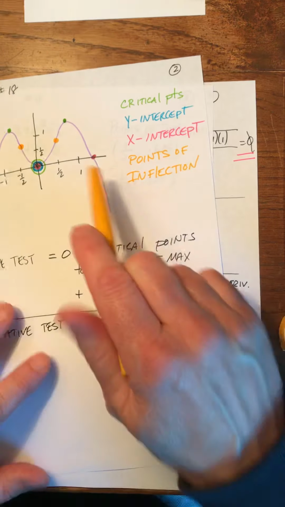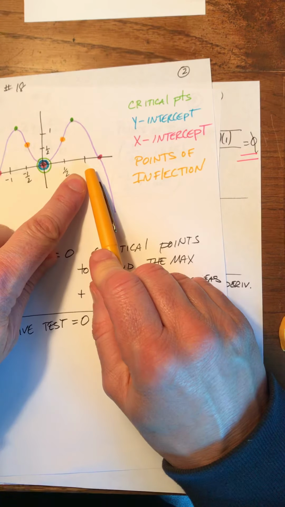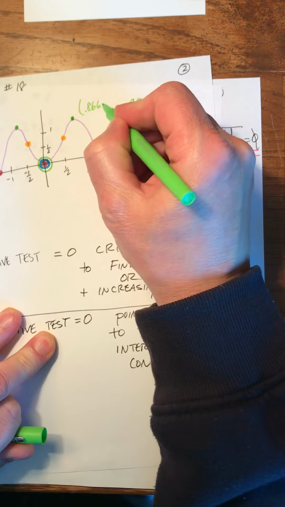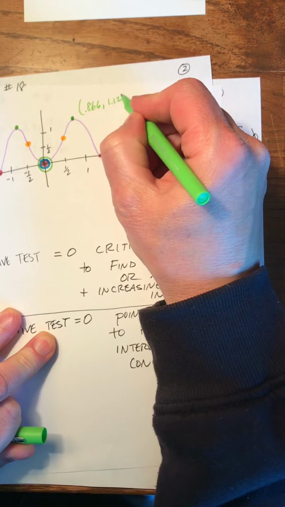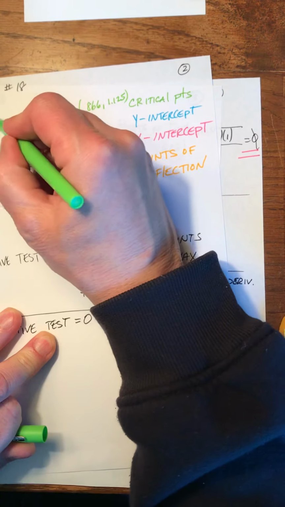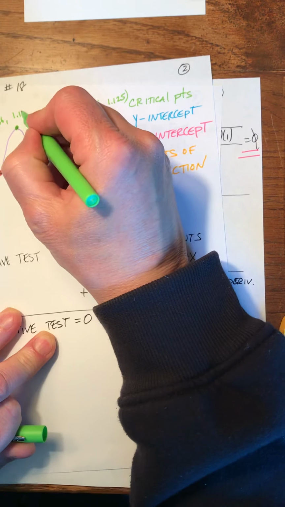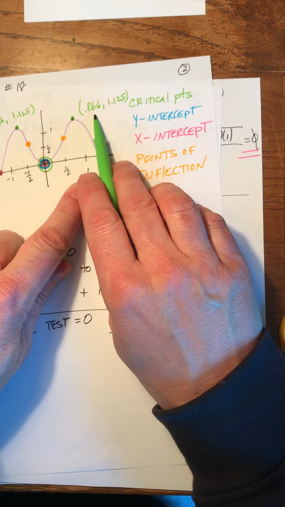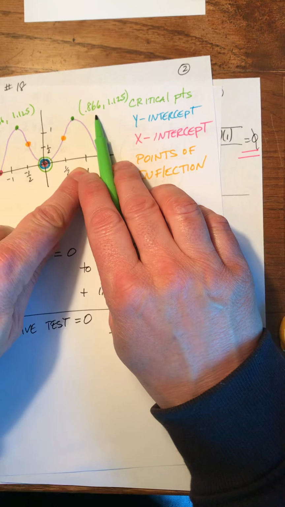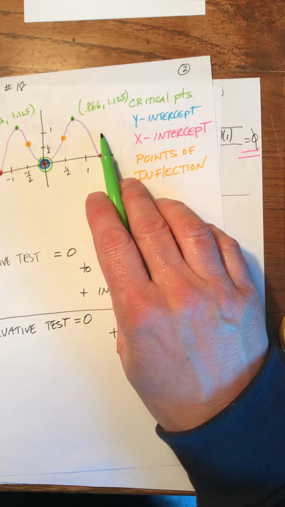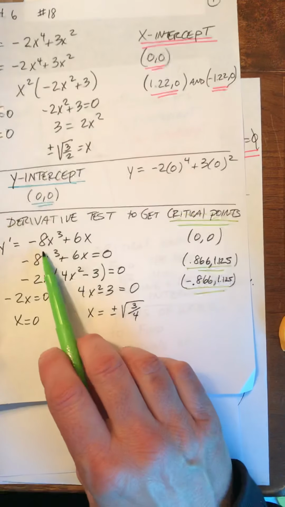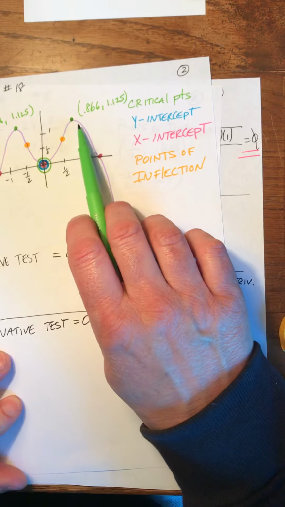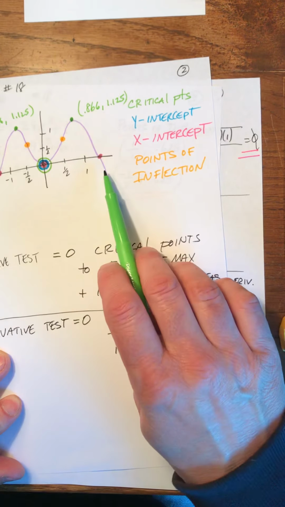Look at our graph. If we put a 1 in, which is just to the right of our 0.866, this point comes out to be 0.866 and 1.125. This one's a negative 0.866 and a 1.125. So if I check a 1 in here, which is slightly bigger than this, if it comes out positive, that means the graph is going up. But if you put a 1 into that first derivative, you can see that it's going to be negative. That means after, or to the right of, this critical point, the graph is going down.